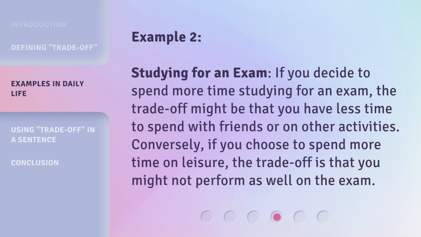Example 2. Studying for an exam. If you decide to spend more time studying for an exam, the trade-off might be that you have less time to spend with friends or on other activities. Conversely, if you choose to spend more time on leisure, the trade-off is that you might not perform as well on the exam.